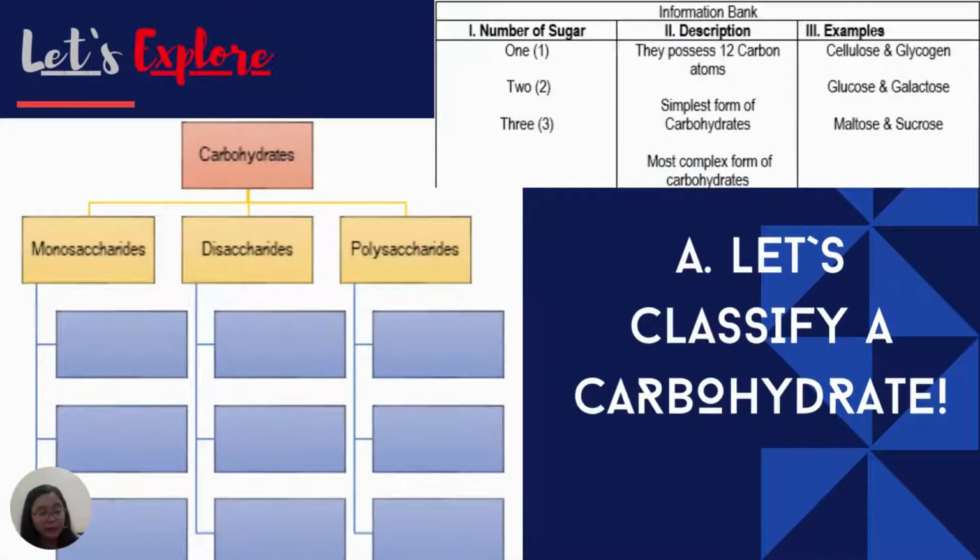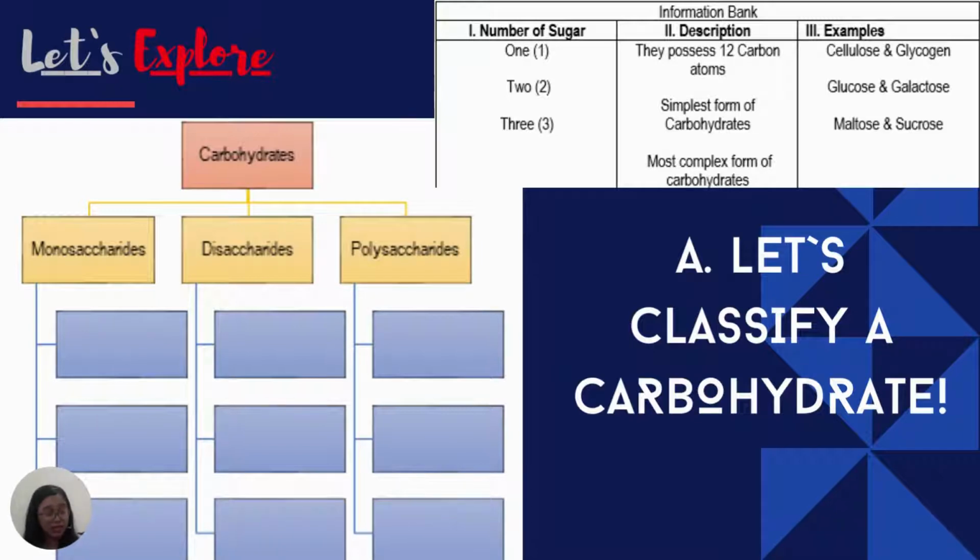Okay, let's have another activity. Write your answer again in your notebook. This activity will be divided into two, part A and part B. In part A, let's classify carbohydrates. You have a concept map and an information bank. What we will do is fill in the concept map and refer to the information bank for your answers. You have carbohydrates, then monosaccharide, disaccharide, and polysaccharide.